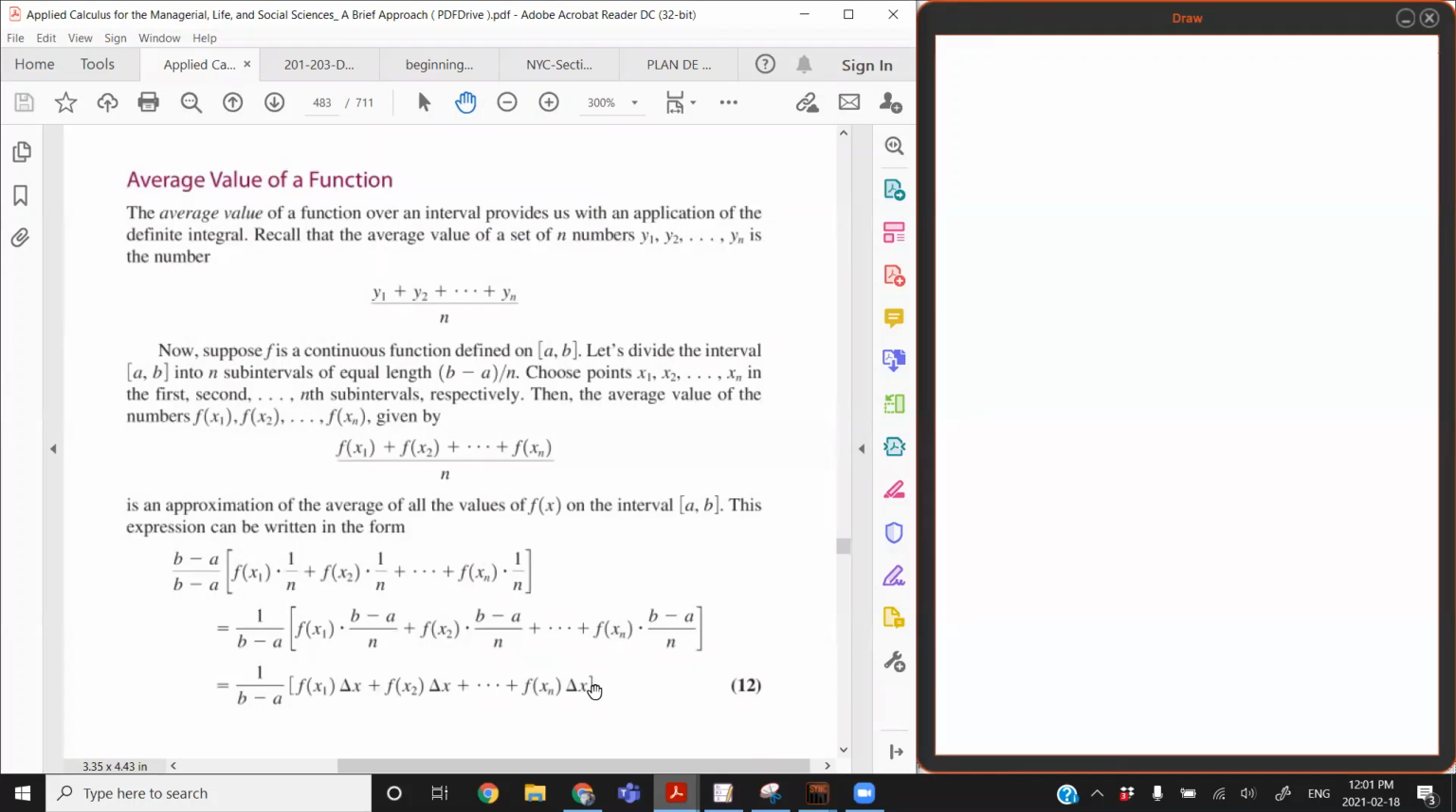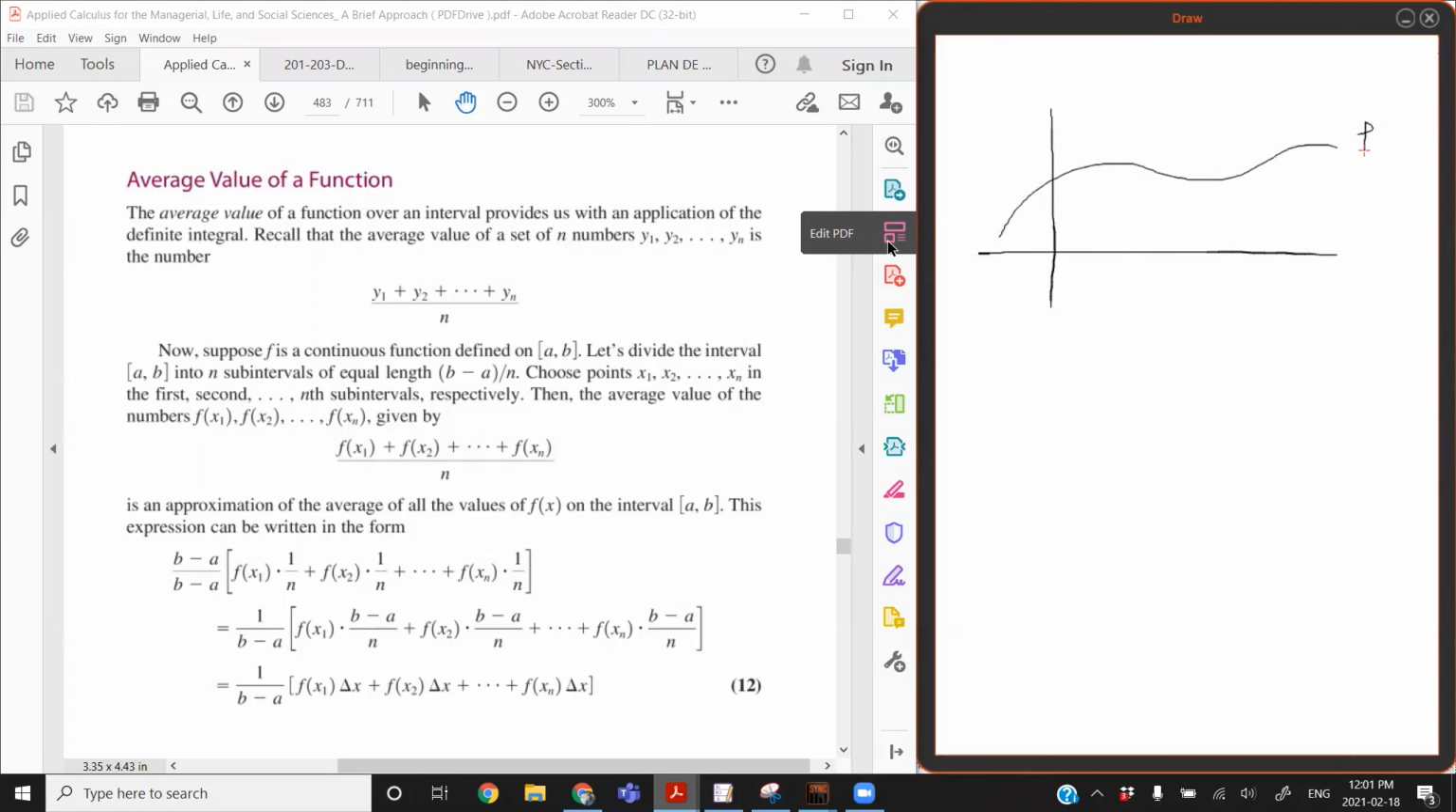The average value of a function. So imagine that you have a function f of x, and again, for simplicity's sake, I assume that f of x is going to be a positive function, that is from a to b. It's positive, it's above the x-axis.